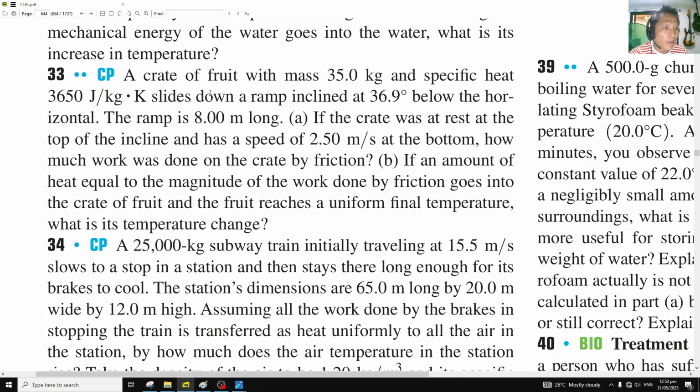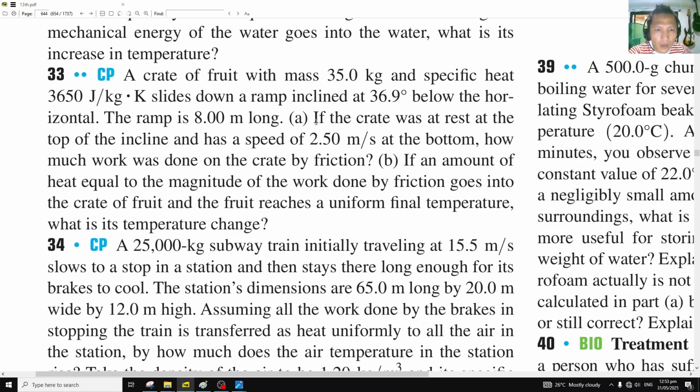Okay, so another problem, problem 33. A crate of fruit with mass 35 kilograms and a specific heat of 3650 joules per kilogram per Kelvin slides on a ramp inclined 36.9 degrees below the horizontal. The ramp is 8 meters long. Actually, I'll draw that.